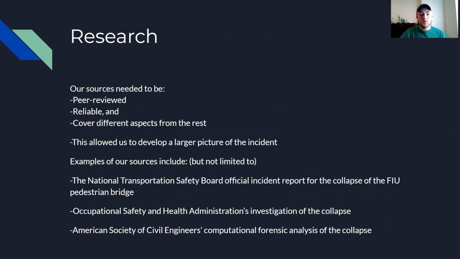Now, we ensured that our sources were peer-reviewed, reliable, and covered different aspects of the event, which, again, allowed us to develop a larger picture of the incident. And examples of our sources include, but are not limited to, the National Transportation Safety Board, or NTSB, official incident report for the collapse of the bridge, OH&S's investigation on the bridge, and the American Society for Civil Engineers computational analysis.